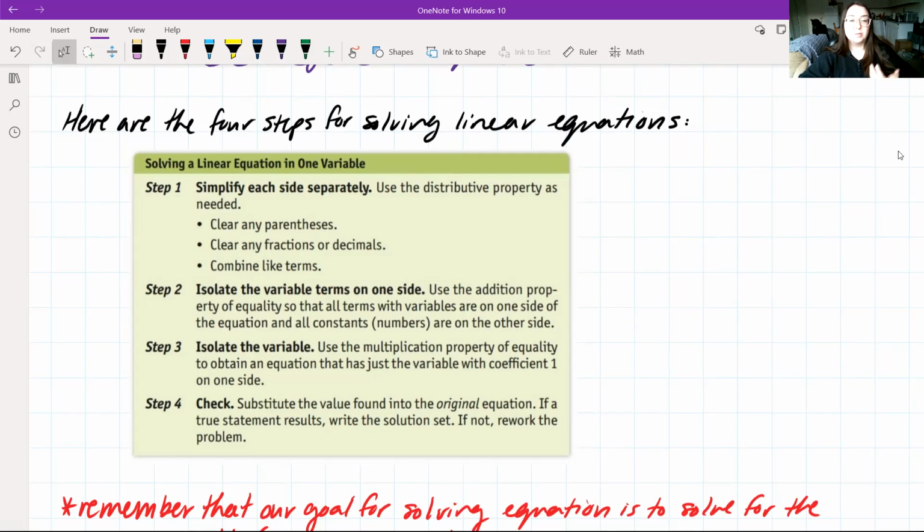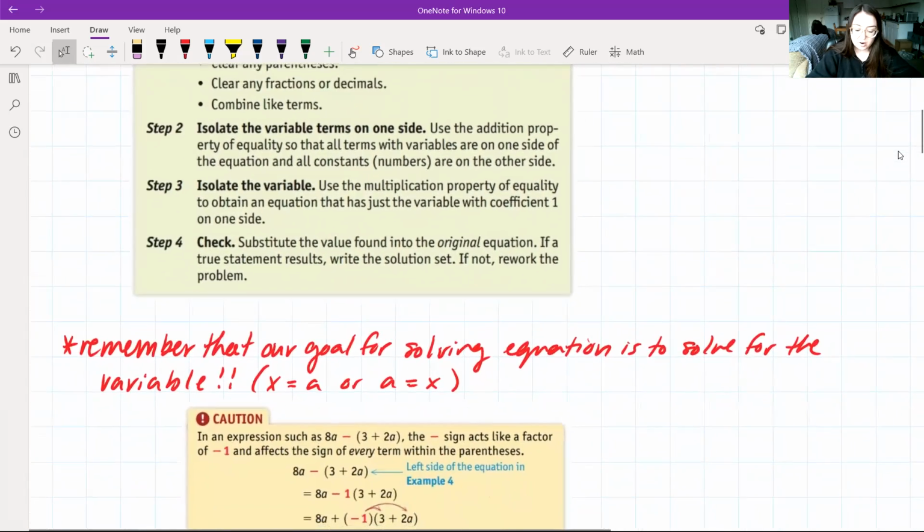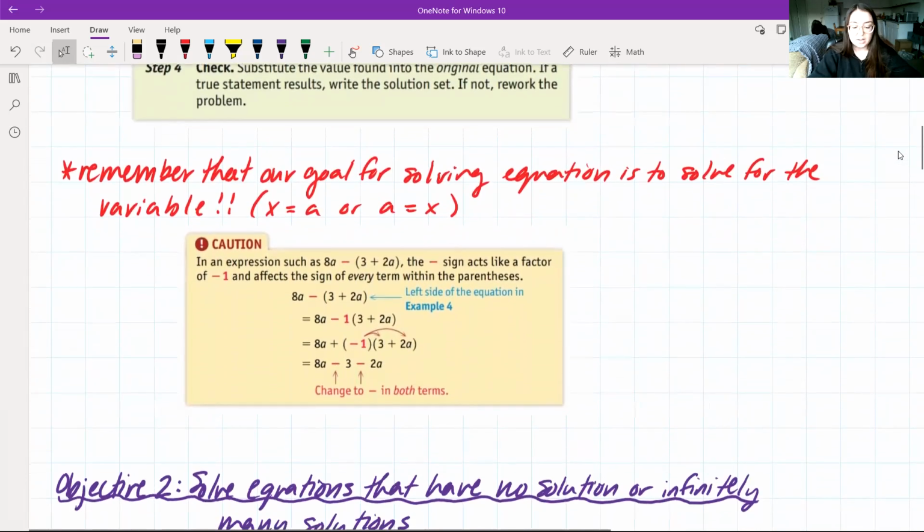So this whole going through solving a problem and then checking is the same thing that we really did in the last few sections. We're just now assigning steps. We're assigning these steps and we're labeling them. So it's going to be a little bit more methodical now. And we just remember that our end goal for solving equations is to solve for the variable. We're solving for x in most cases, even though the variable may not always be x. So our end goal or our final answer should look like x is equal to a or a is equal to x.